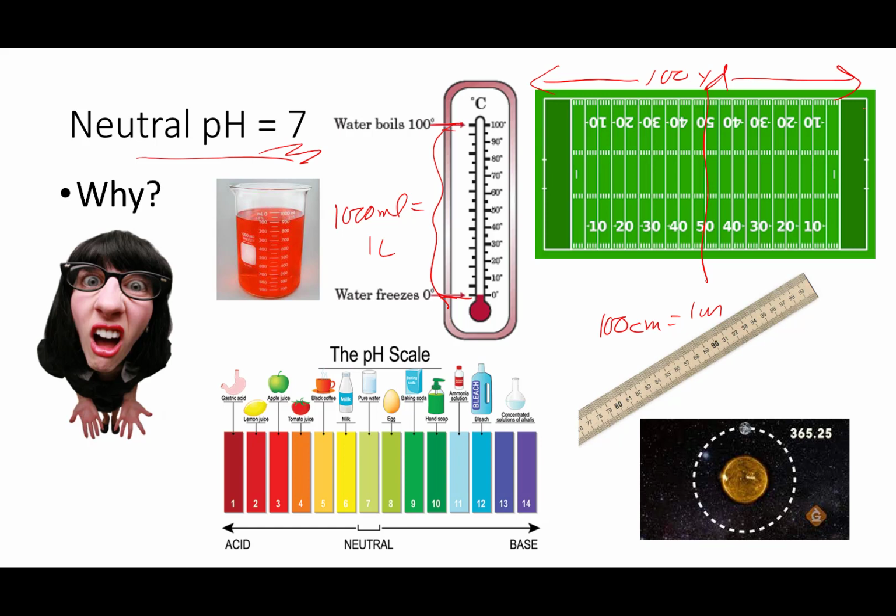That makes sense too. But if you look at something that is based on nature, like how many days in a year, it's 365 and a quarter days for the Earth to actually orbit the sun. It's such a wacky number because it's based on something that's actually observed in nature. Well, that's exactly the same reason why a pH of 7 happens to be neutral.